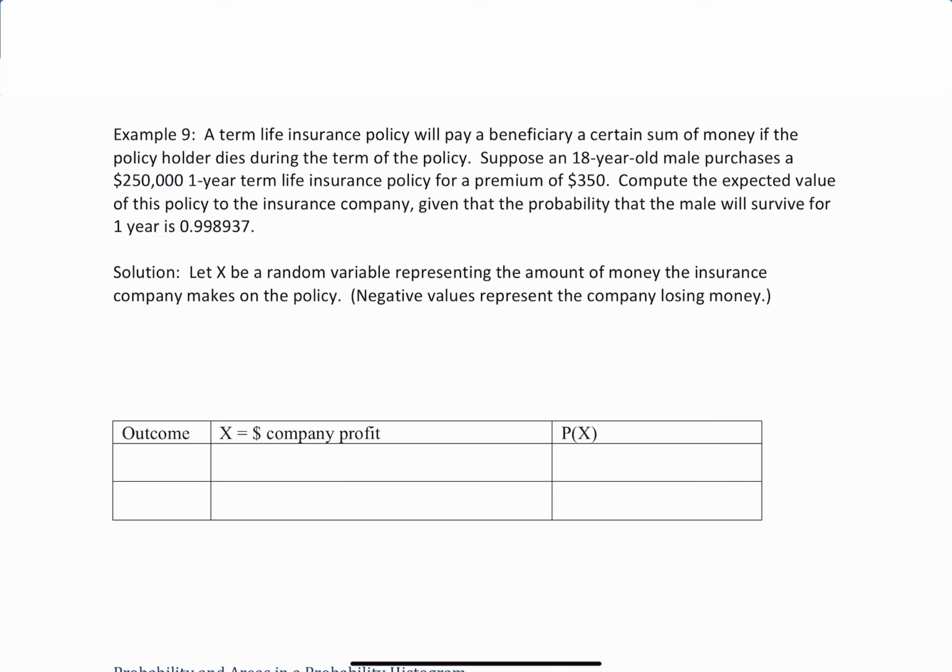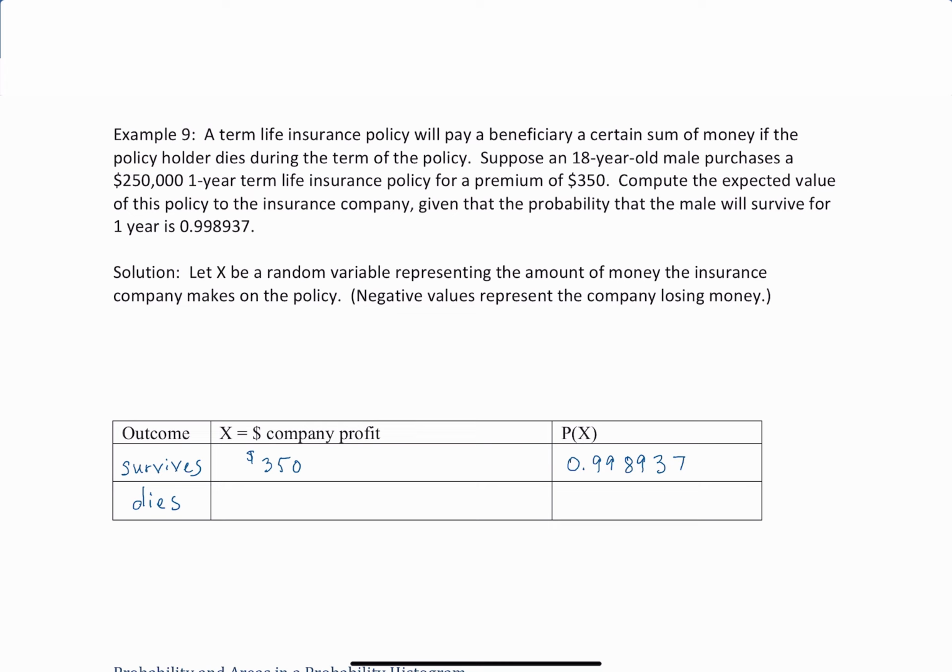Here we go. The two possible outcomes are he survives the year or he dies. Now, if he survives the year, he's paid $350, and the insurance company gets to keep that money. They don't have to pay anything out. They're just richer by $350. The probability of that, we're told, is 0.998937. That's the probability that he survives. Therefore, that's the probability that the insurance company will profit $350.